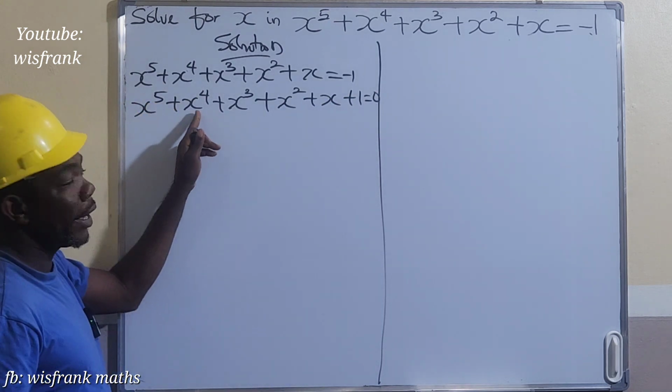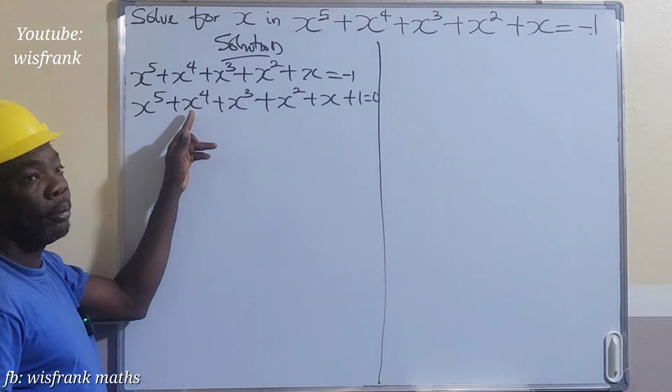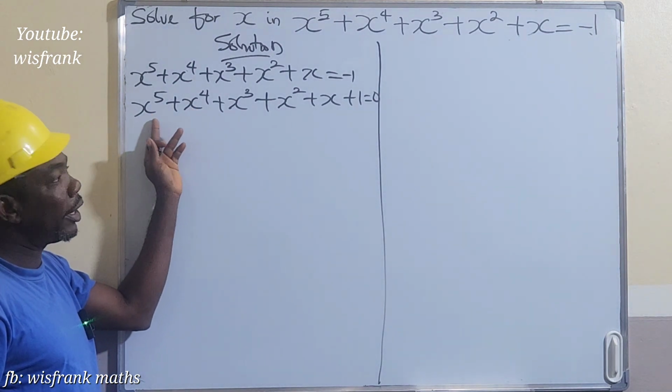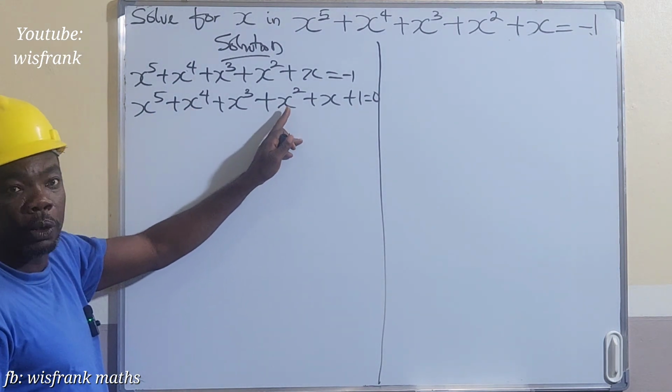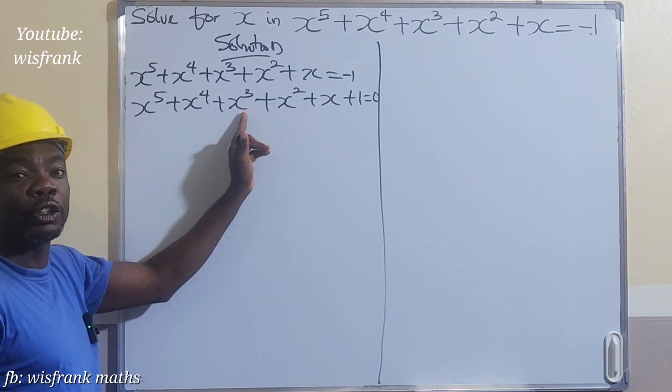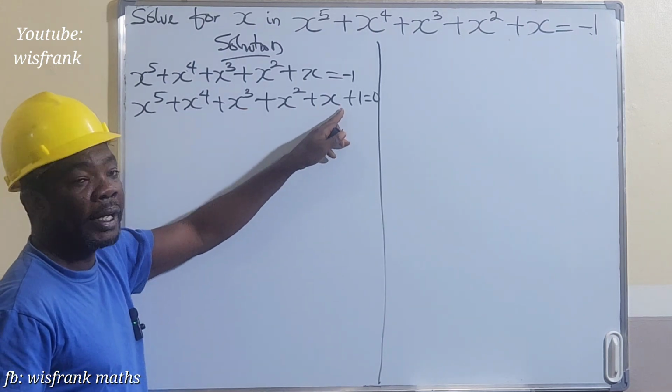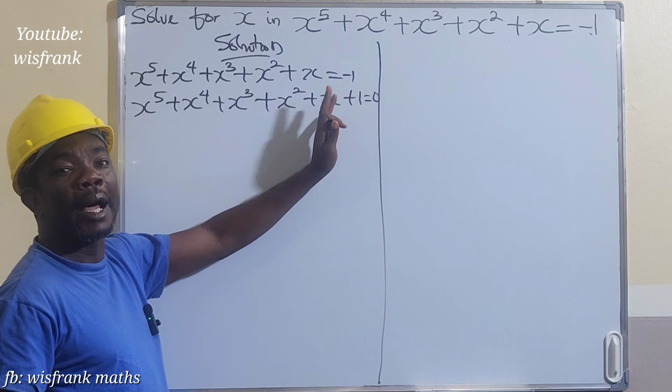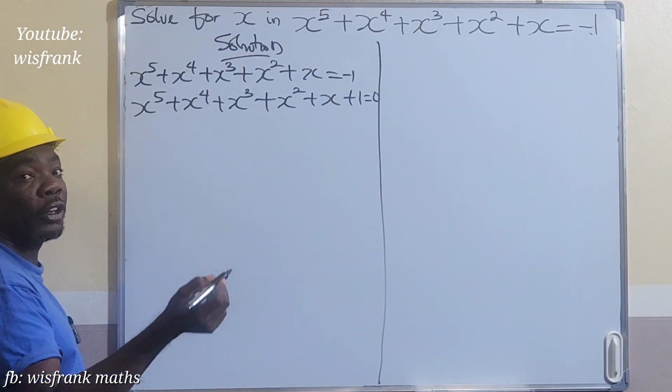We can see that we have x to the power of 4 as a factor between x to the power of 4 and x to the power of 5. We also have x to the power of 2 as a factor between x to the power of 2 and x to the power of 3. And we also have 1 as a factor between 1 and x. So we are going to factor it out.